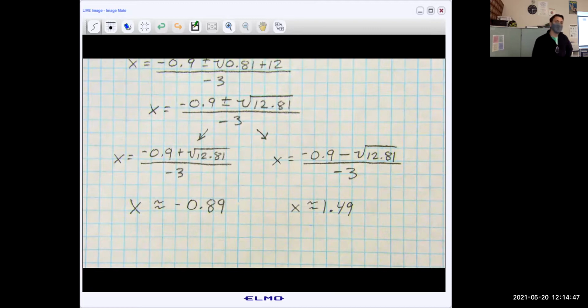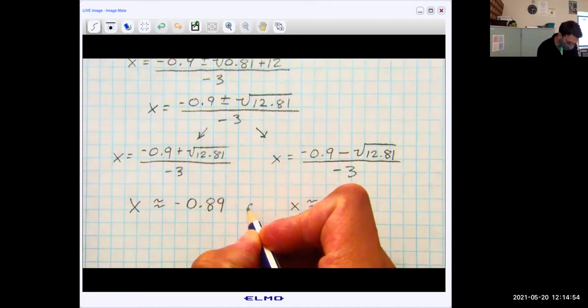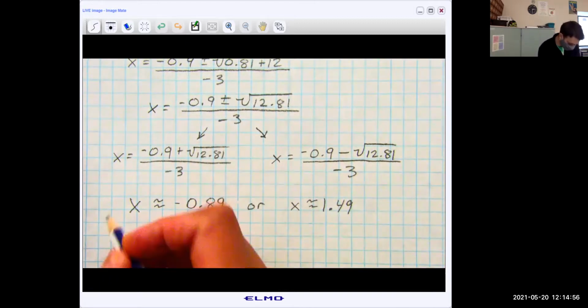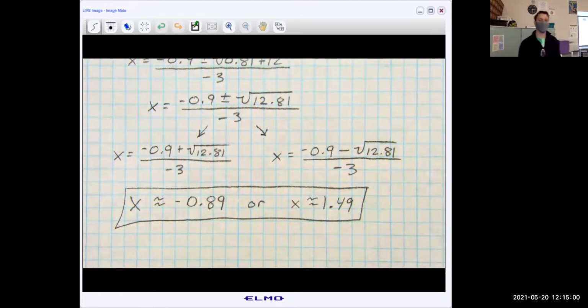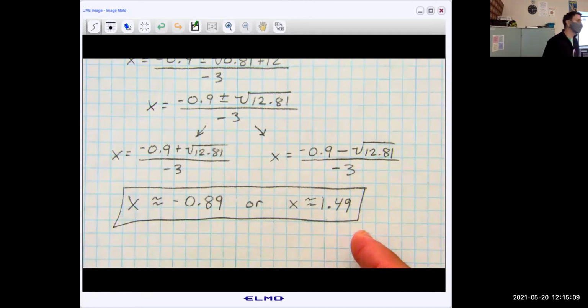So we're not going to write these as ordered pairs anymore. You know that it's an ordered pair. So instead, all we have to do is put the word or in between and then box our answers. That's how you use the quadratic formula to find the x-intercepts. That tells us Sasha, as a 2-year-old, can throw the ball into the air for about 1.5 seconds.